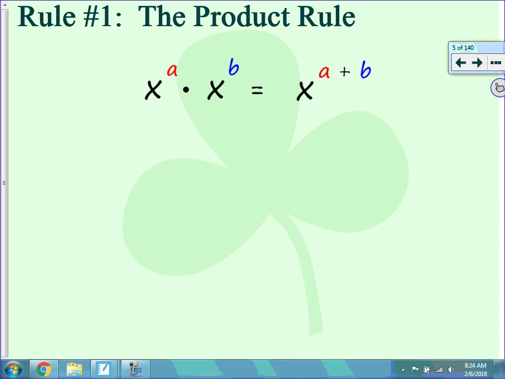Now I'd like you to notice that the x stays x. It doesn't become 2x, it doesn't become x squared, it's just still an x. And again, that makes sense when you multiply it out, but when you put a number in for the x, it can get a little confusing. So make sure all you're doing is adding the exponents, the x stays the same, so the base stays the same. Okay, and that's the product rule.